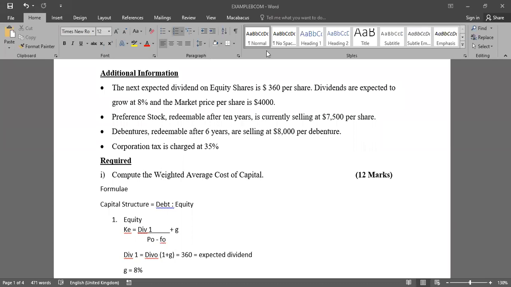The dividends on preference shares are usually fixed. Preference shares have a fixed rate. As a matter of fact, one of the differences between ordinary shares and preference shares is mainly the fact that the rate or the dividend is fixed for preference shares, whereas for equity or ordinary shares, it's not fixed. So for preference shares, it is fixed, and they will give it to you in the question.